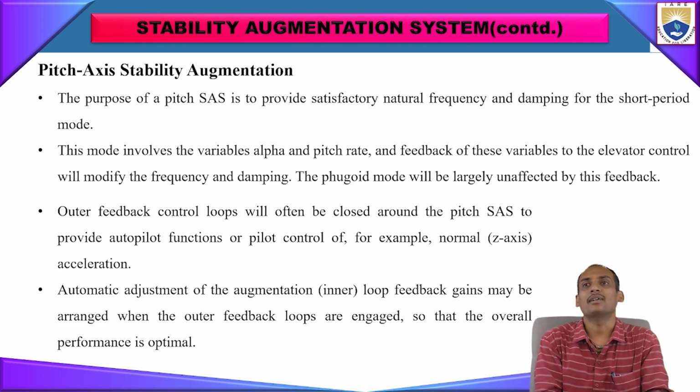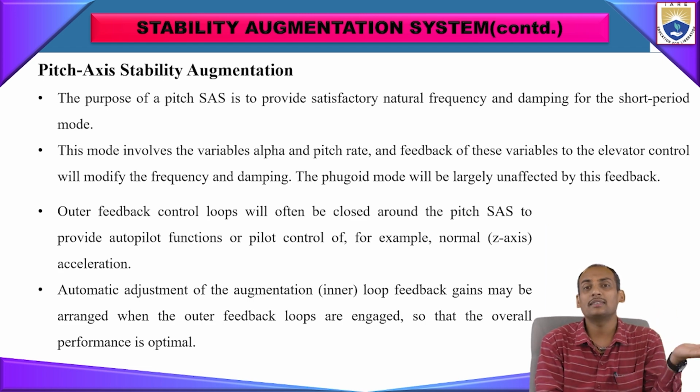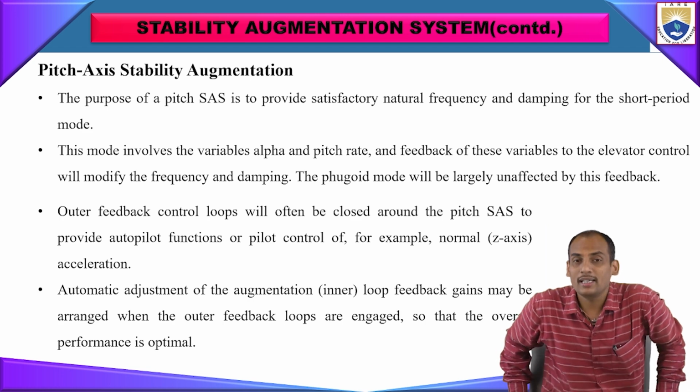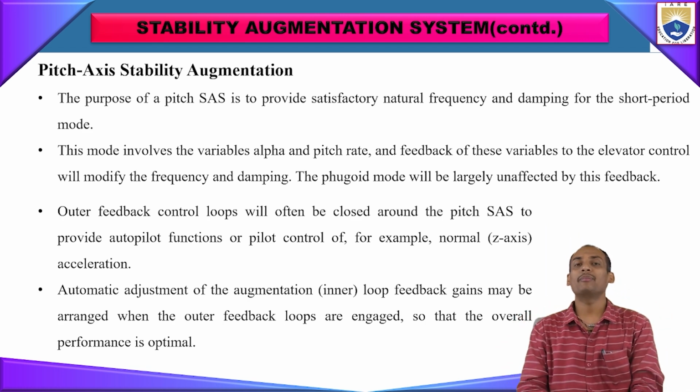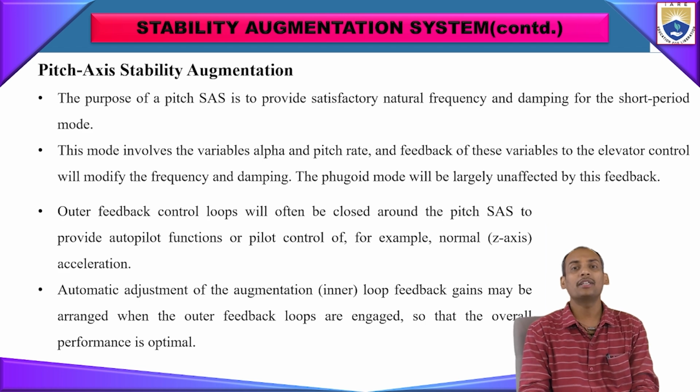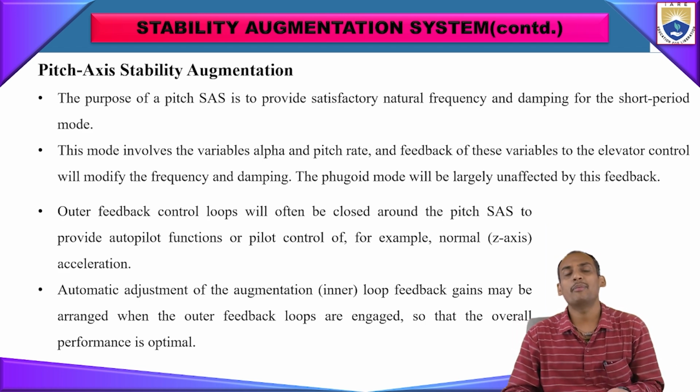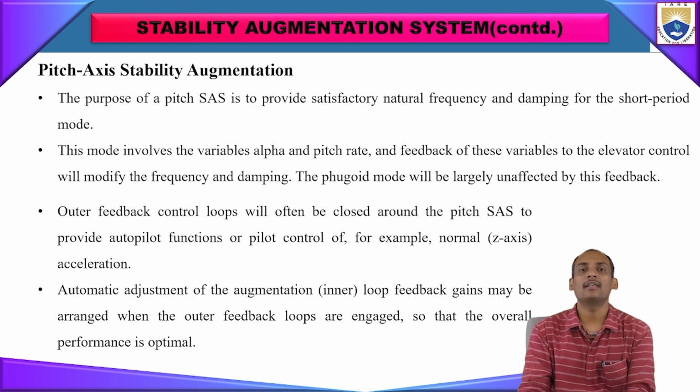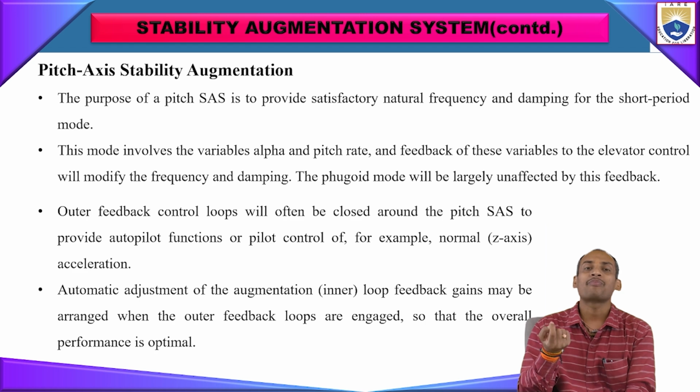Phugoid mode means what? Whenever this frequency response turns into the phugoid mode, the pitch rate and alpha variables can be useful to that elevator control. That elevator control can be easily modified, and it will be making it into a stable condition without any external feedback loop. The inner feedback loop alone will make that control system more precise and more stable when we are operating that system.